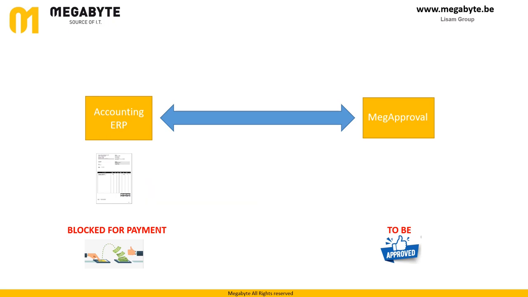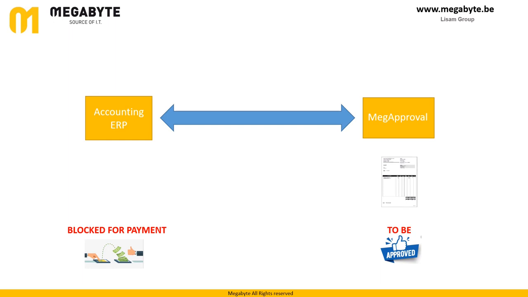A whole series of information found in the accounting system will be injected into the MegApproval. For example, suppliers, analytical codes, amounts, etc. As soon as the invoices are encoded in the accounting system, they will be sent to the MegApproval web-based platform. These invoices will be immediately blocked for payment.